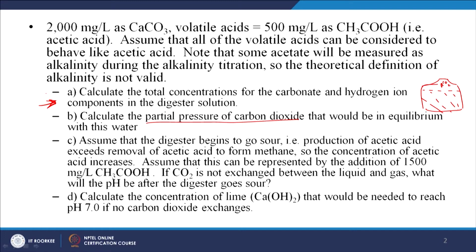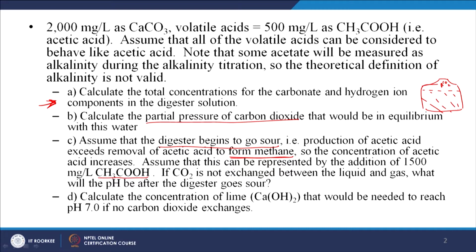And also let us look at the other cases and see why we need to go through that. Assume that the digester begins to go sour. In general, let us say your acetic acid is going to form methane after the redox process. But if the kinetics is slower, what is going to happen? You are going to have more formation of acetic acid. So that is what is happening here, I believe. Assume that the digester begins to go sour, as in production of acetic acid exceeds the removal of acetic acid to form methane. So the concentration of acetic acid increases, right. Here the rate at which methane is being formed from acetic acid is slower than the rate of production of acetic acid. So the digester is beginning to go sour, right.